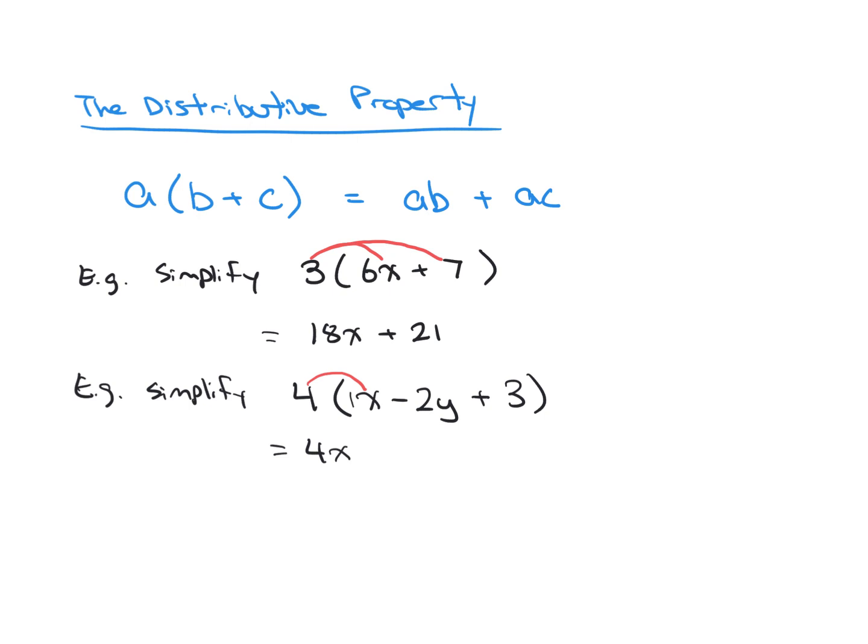Because the x is like a 1x, so you're doing 4 times 1x. Then the second thing to do would be 4 times negative 2y. You have to consider the sign that's attached to each term. 4 times negative 2y, that will be negative 8y. A positive times a negative is a negative. And then the third thing to do is 4 times positive 3. 4 times positive 3 is positive 12. And this would be your answer for the second example. So that's the distributive property. We'll do a lot more.